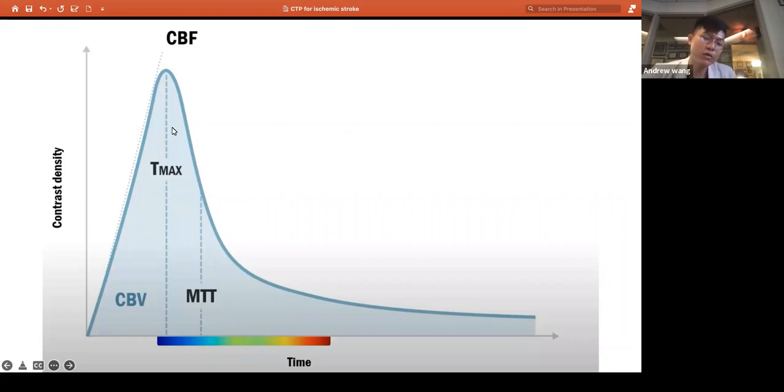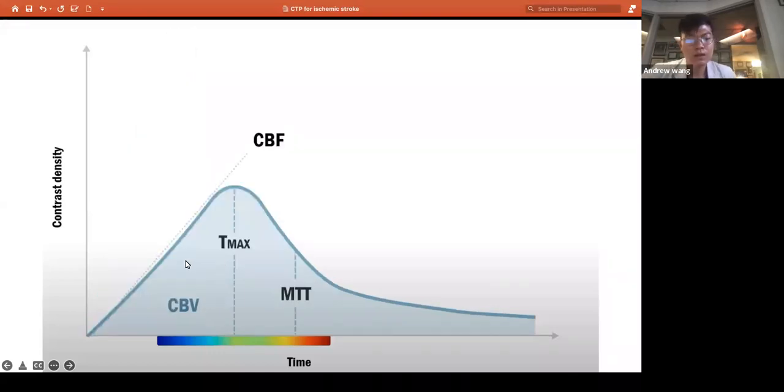And there's Tmax, which is the time for contrast to reach the maximum concentration intracranially. The area under this curve is the cerebral blood volume, which is the volume of blood flow per 100 gram of brain tissue. And the slope of the upgoing part of this curve is the cerebral blood flow, which is also equal to the cerebral blood volume divided by mean transit time.